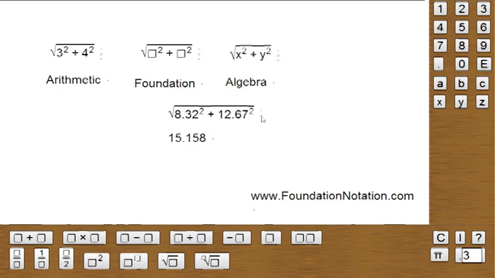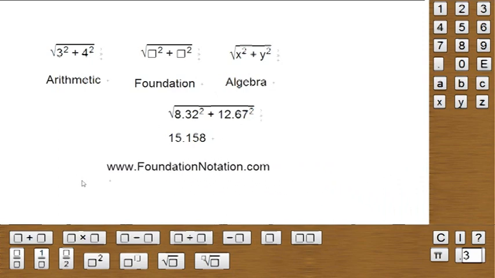To learn more about this tool, you can visit its website, read the teacher guide, and try out Foundation. The website is at www.foundationnotation.com. Foundation can test algebraic theorems in the same way that science labs test scientific theories. We just put numbers into the variables and calculate.